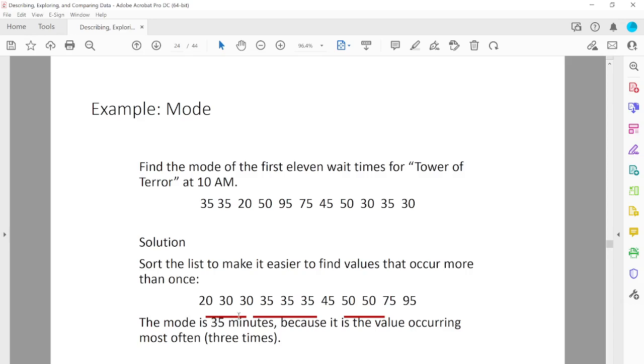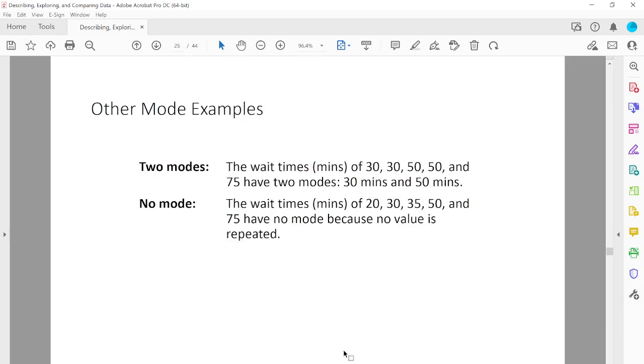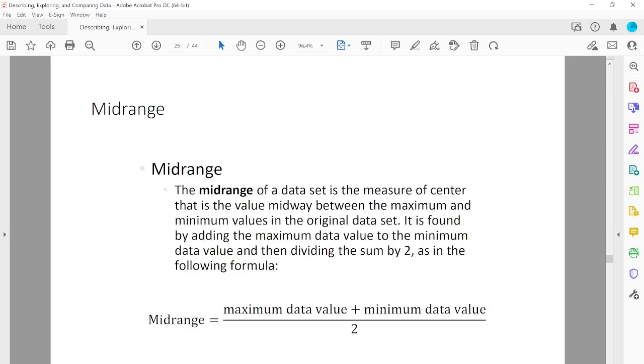So that means 35 minutes is the mode because it appears 3 times. For two modes, let's say this is the data we are playing with: 30 and 50 are repeating the same number of times, so that means there are 2 modes, 30 and 50. For no mode, let's say this is another data set. Here nothing is repeating, so we don't have any mode in this case.